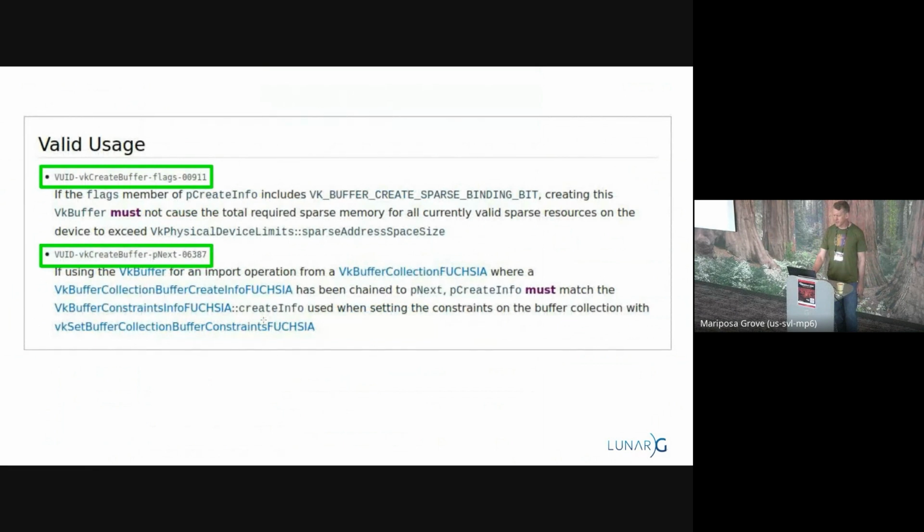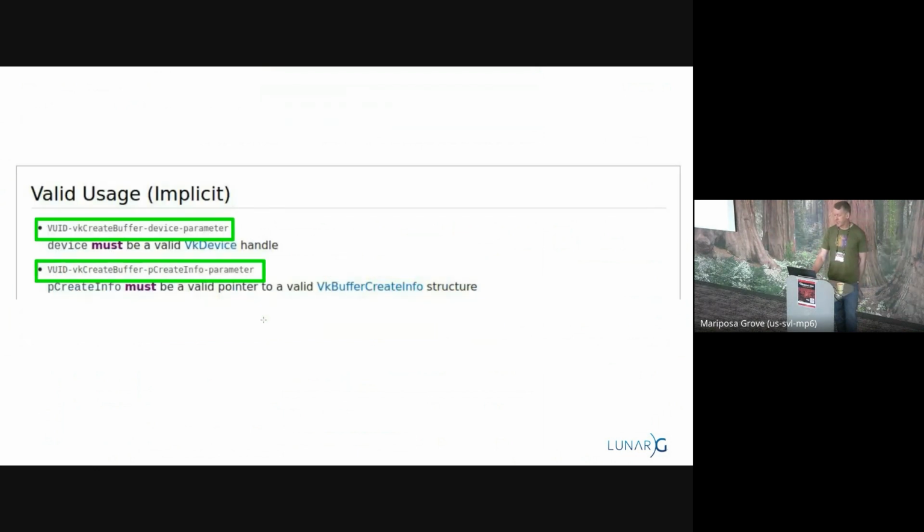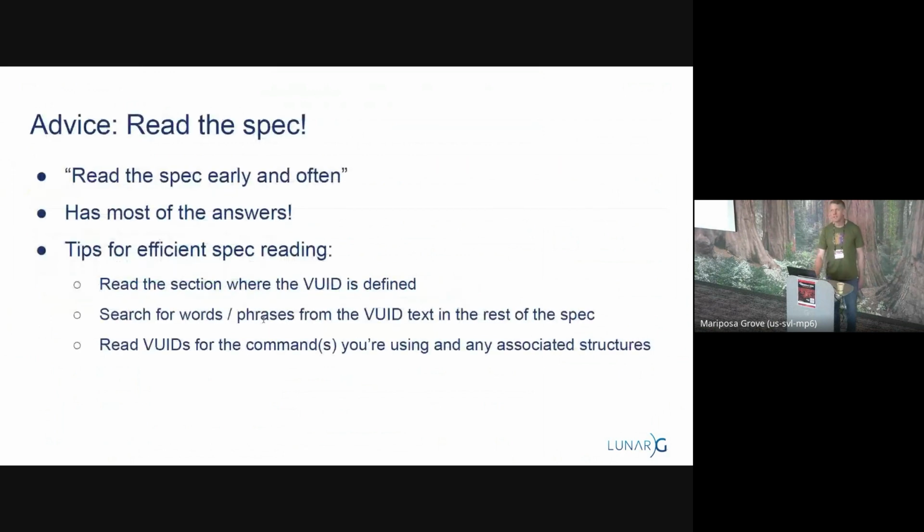So here's two different valid usages. You'll see that they have the numbers and just whatever text the author wanted to put. And the implicit, you have really simple stuff. And all the text on this screen is auto-generated by the spec release tools. So read the spec. It's huge. It has most of the answers, not all the answers. If it doesn't have all the answers, we can try to improve it and make it better.